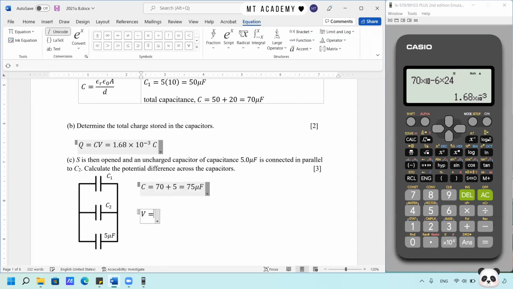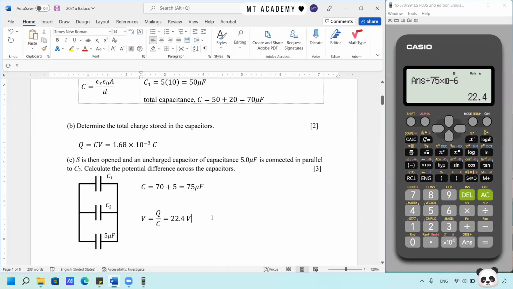The voltage is the ratio of the total charge to the total capacitance. The total charge has been obtained, which is 1.68 milli divided by the new effective capacitance, 75 micro, and it is equal to 22.4 volts. Since the three capacitors are in parallel, they have the same potential difference, equal to 22.4 volts as the final answer for this question. You can watch back the video if you're still not sure how to do it, and we'll proceed to the next question.